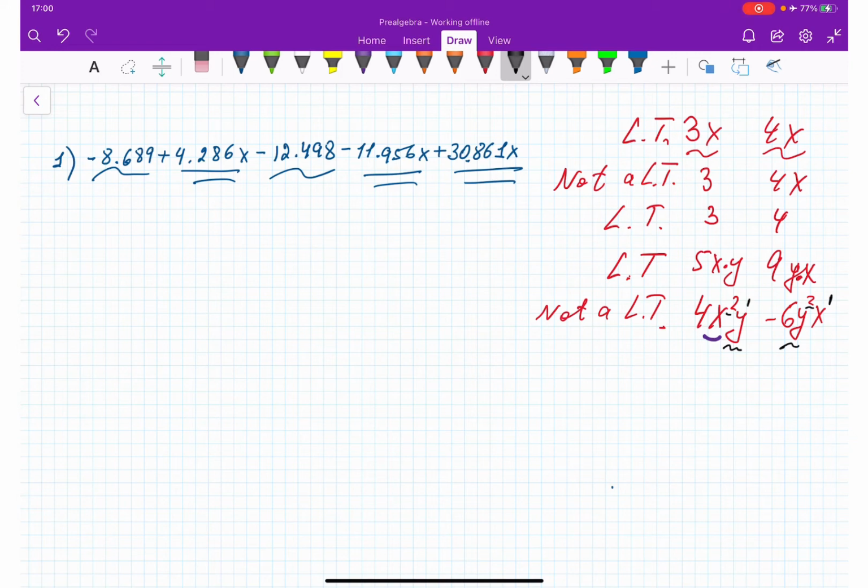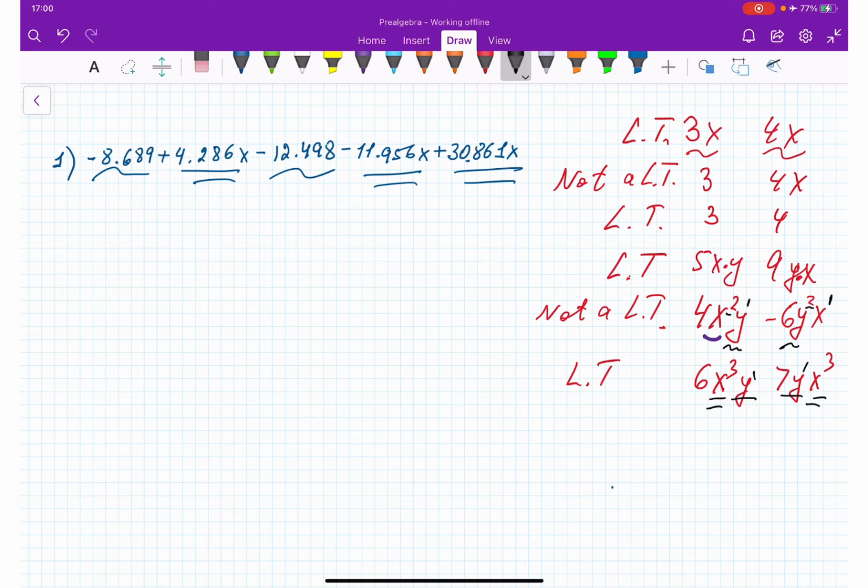Next, if I have, for example, 6x cubed y, and 7yx cubed. They are like terms because in both cases x has cube. In both cases y has degree 1. So this is y, both of them have degree 1. And this is x cube. Here is also x cube. Okay, this is how we recognize them.